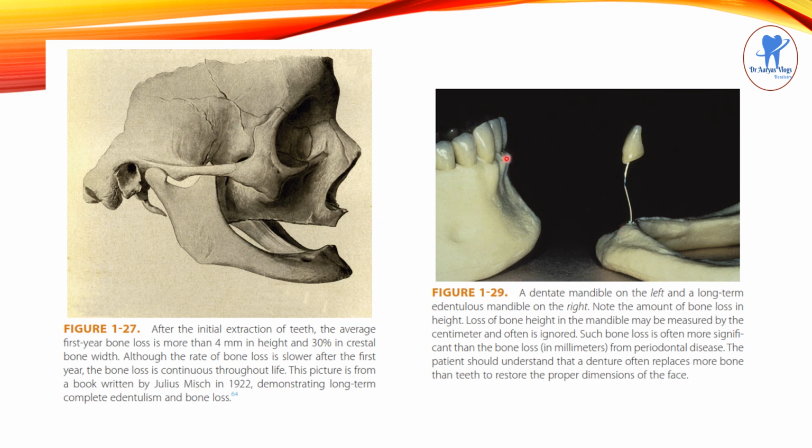Here this is the dentate mandible on the left and long-term edentulous mandible on the right. Okay. Here the amount of bone loss in height. Loss of bone height in the mandible may be measured by the centimeter and often is ignored. Such bone loss is often more significant than the bone loss from periodontal disease. And the patient should understand that the denture often replaces more bone than teeth to restore the proper dimensions of the face.